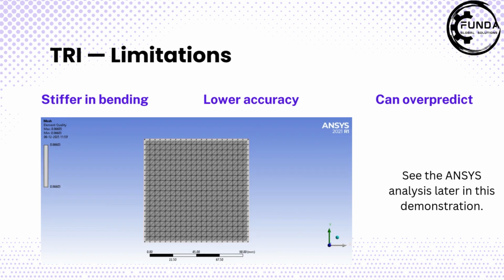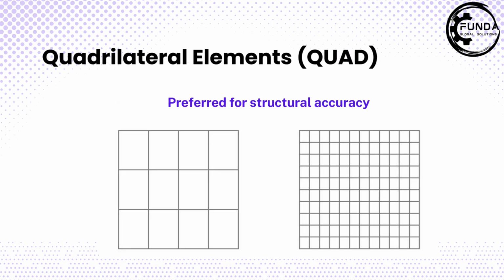But the trade-off is accuracy. Triangular elements generally behave stiffer, especially in bending. This can cause over-prediction of stress because the mesh resists deformation more than it should. So remember, triangles are easy to generate and great for complex shapes, but usually less accurate compared to quads.